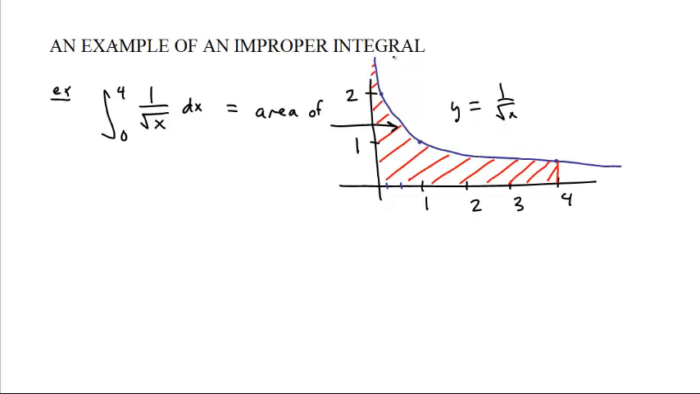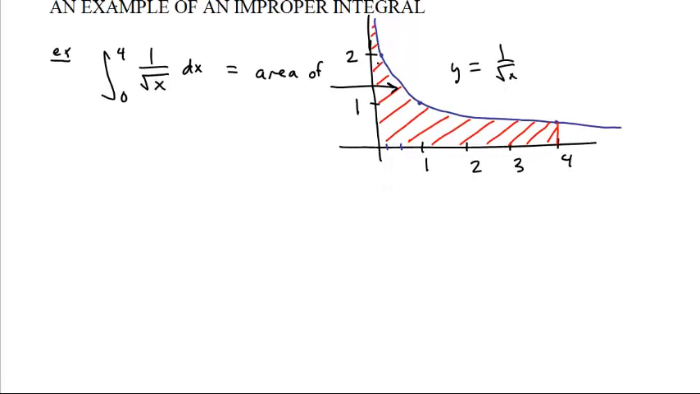Anyway, this is clearly improper because we have a vertical asymptote at 0. It goes to infinity. We're asking about the area of an object that is 4 units wide and infinitely tall, but it's getting skinny. The question is, is this a finite number or not?